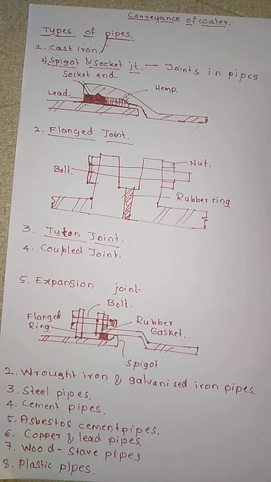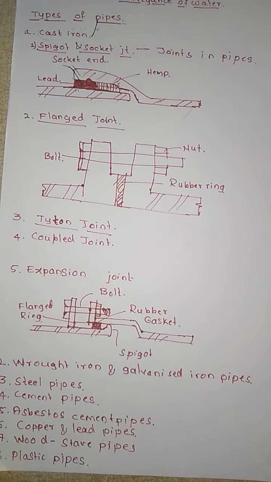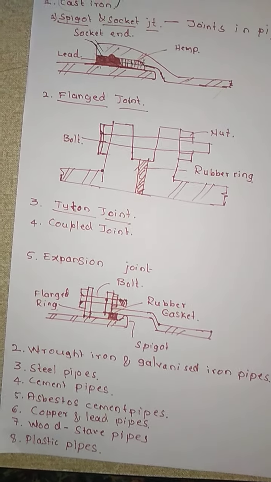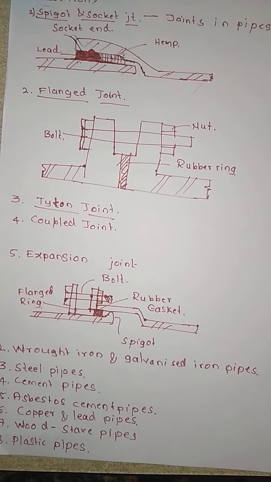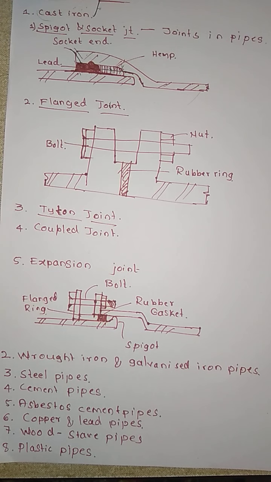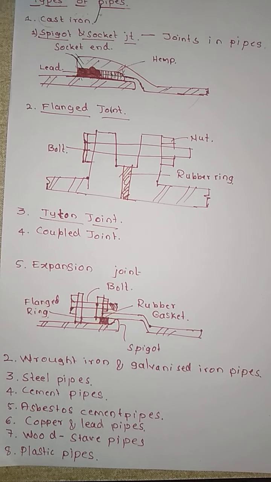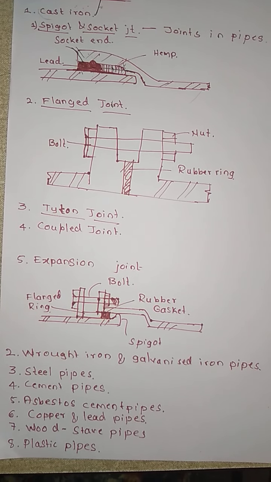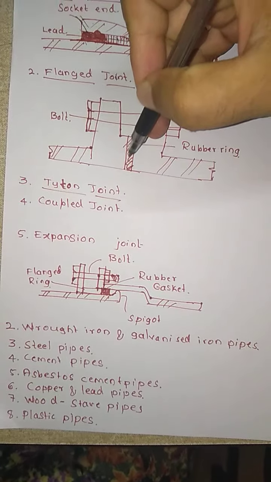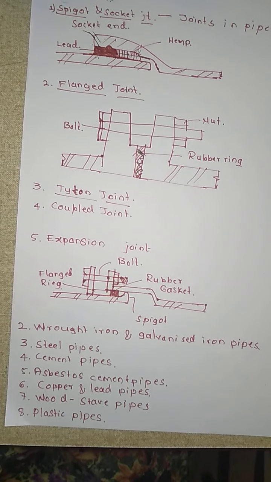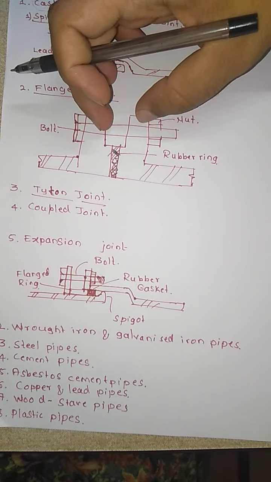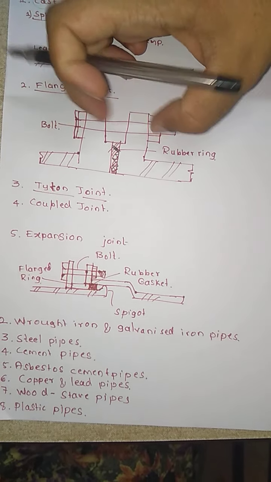Next, we call the next joint the flanged joint. This type of joint is used in the CI pipe, which is going to have flanges. They are carefully aligned with the bolts, and the flanges are going to be pulled together, and we are going to use a rubber ring in between the two pipes. We are going to join the two pipes having the flanges with the help of bolts. Here the bolt is there, here the nut is there, so we are going to join it.